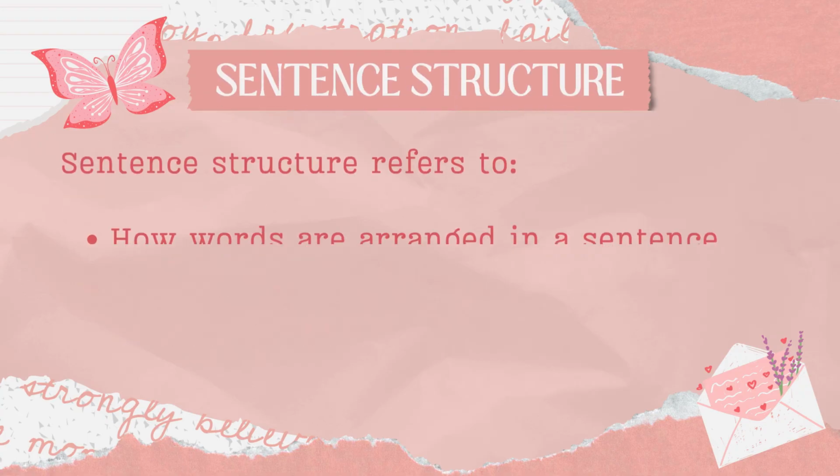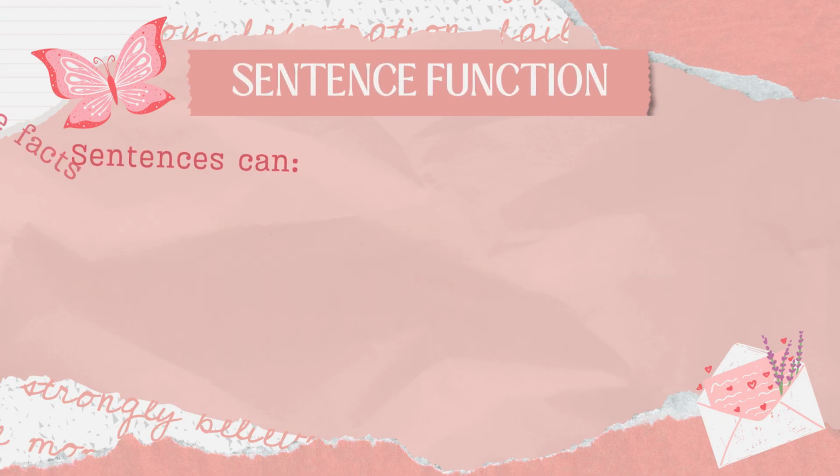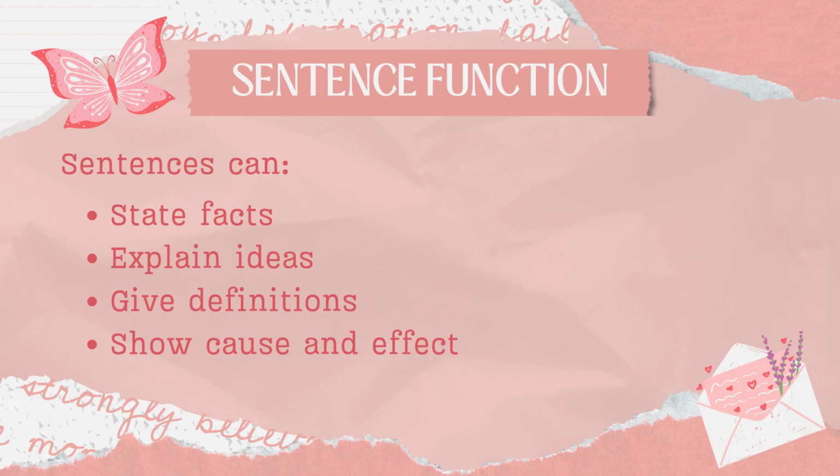Okay, so let's move on to sentence structure. Sentence structure affects how easy a text is to read. Writers vary sentence structures to explain ideas clearly and avoid confusion. Sentence structure refers to how words are arranged in a sentence: simple, compound, and complex sentences. Sentence function focuses on what the sentence does. In informational text, sentences usually explain, define, or describe information.